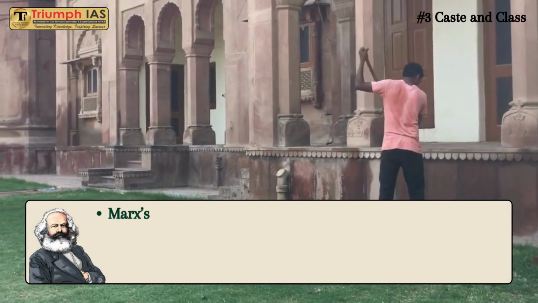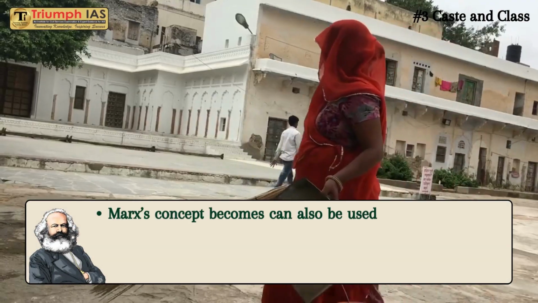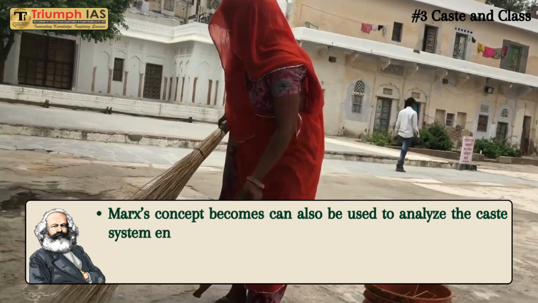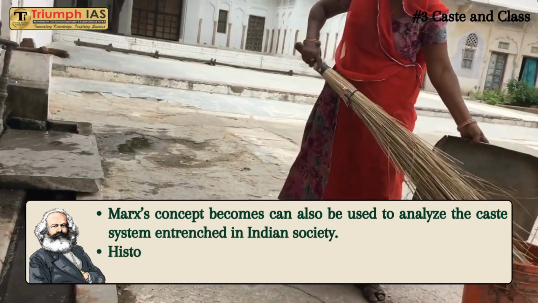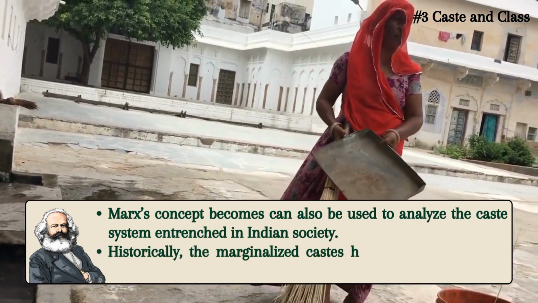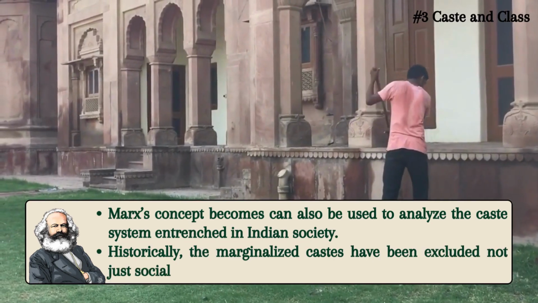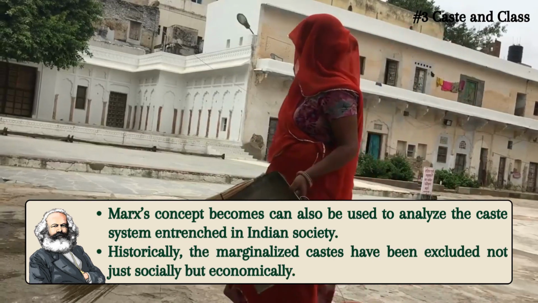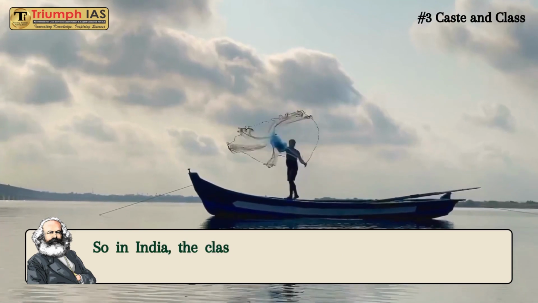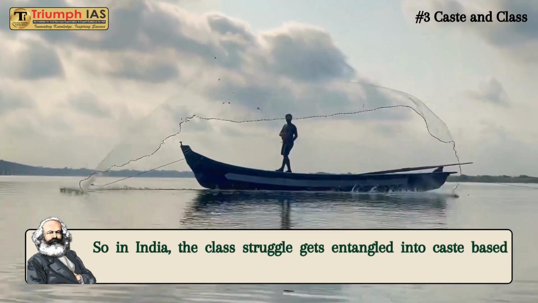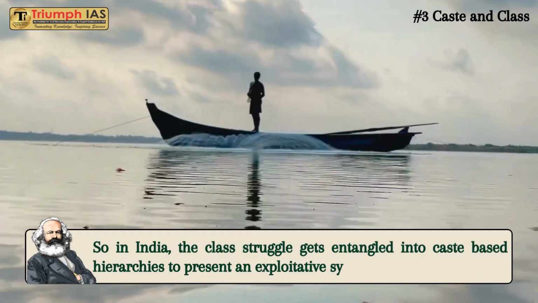Point 3. Caste and class. Marx's concept can also be used to analyze the caste system entrenched in Indian society. Historically, the marginalized castes have been excluded not just socially but economically. So in India, the class struggle gets entangled into caste-based hierarchies to present an exploitative system.